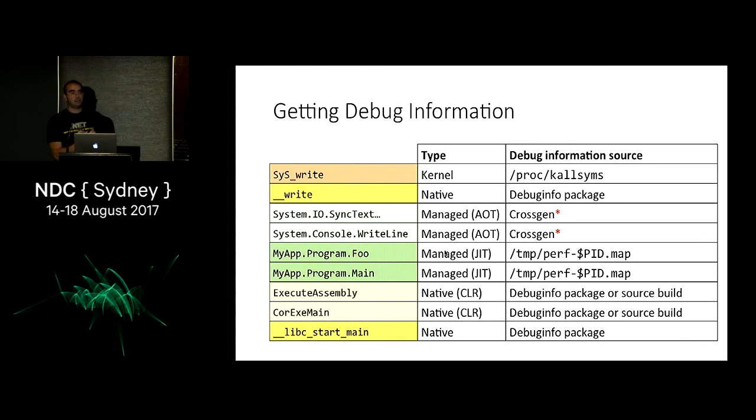There's debug information files which ship alongside with the binary. So you can install them separately, or you can just get them as part of the binary package itself. And these files contain all the symbolic information you're going to need to translate addresses to function names. But for managed code, the story is a little different because managed code gets compiled at runtime, right?